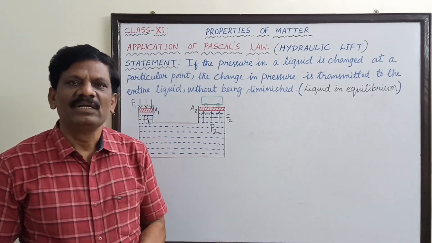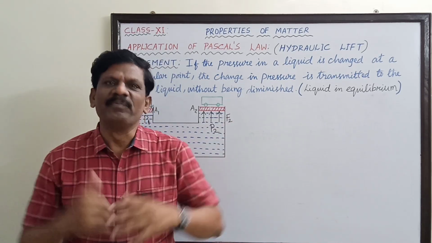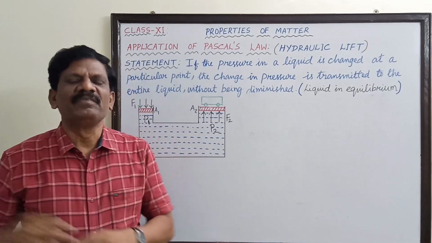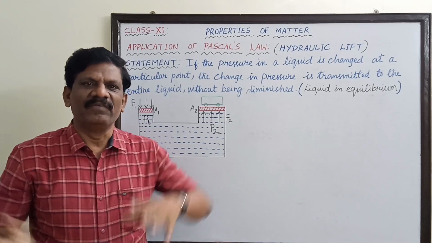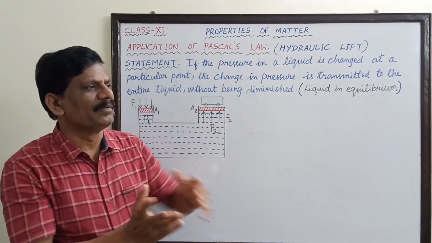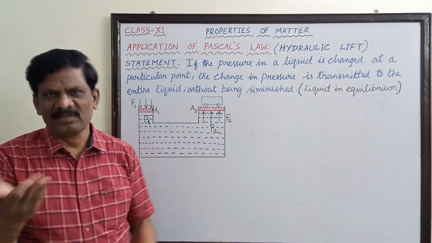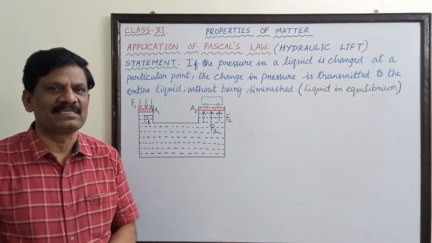Very simple. You must have seen in the swimming pool, if two or three persons jump on the surface of water, the waves produced will be pushing the person at the other end. So this is the best example to understand Pascal's law.